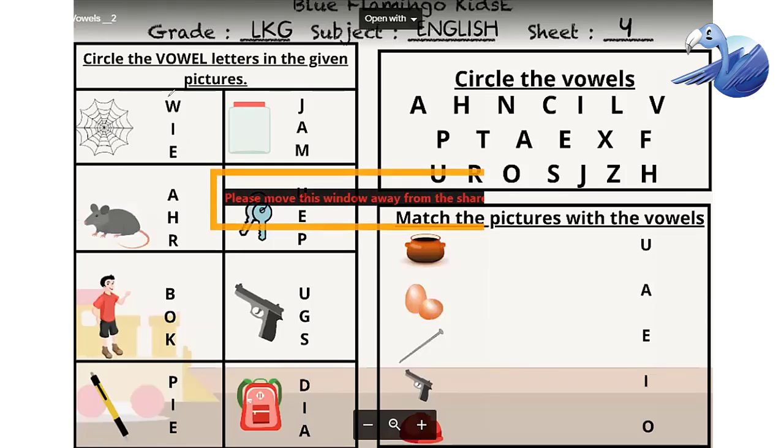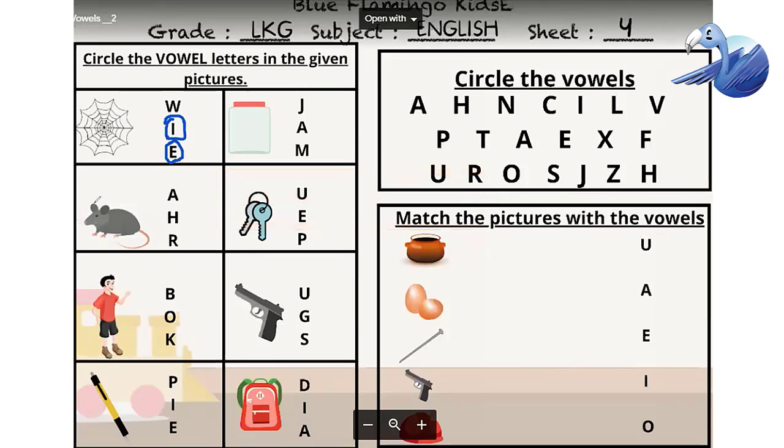So for example, students, here W. W is a vowel letter? No. I. Yes. I is a vowel letter. So we have to circle I. Then E. E is again a vowel letter. So again we have to circle E.